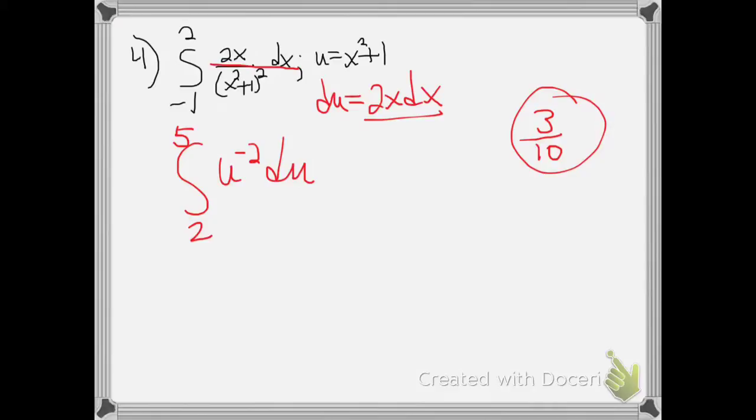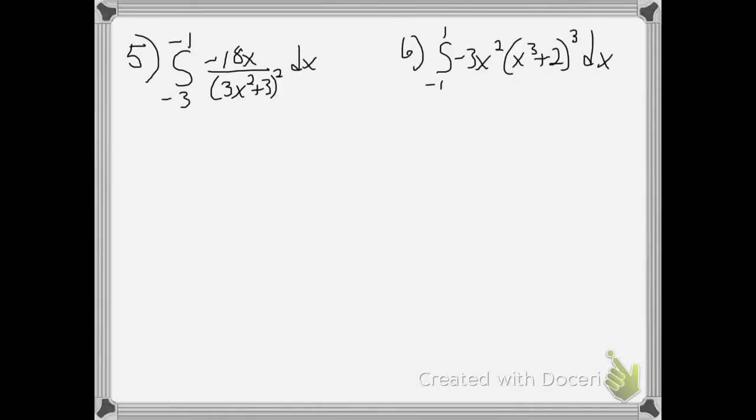All right, 5 through 8, you had to determine on your own. You had to find u and complete the integration to find the actual value. So in number 5, I let u be the base of my exponent. So u was 3x squared plus 3, du equals 6x dx. Well, we need negative 18x dx, so I multiplied by negative 3.